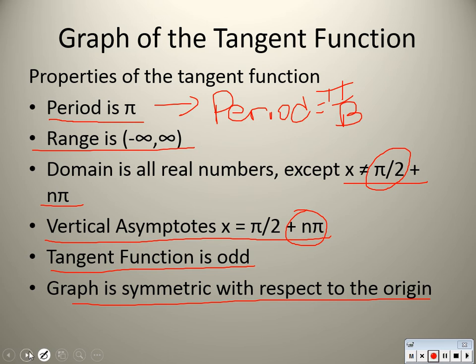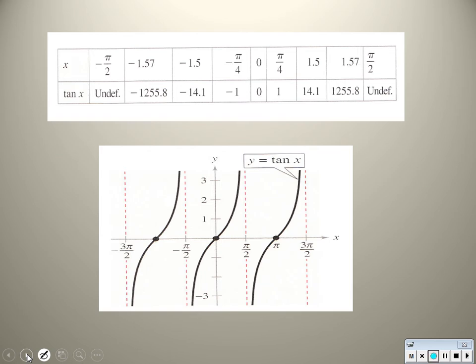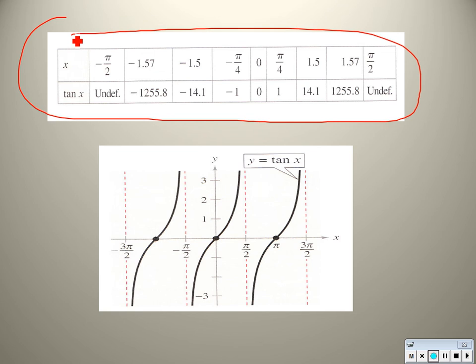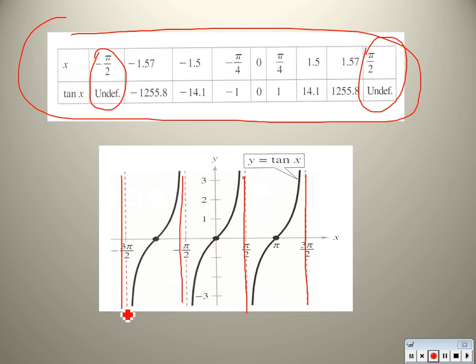As far as how the tangent graph looks, this is the original tangent graph before we do any stretching, shrinking, shifting, or flipping. Up top here you have a table of values, and just pay close attention to the values that are undefined. That's where the asymptotes occur on the graph. So at values of pi over 2, which is this asymptote here, and then any value where you would add or subtract pi, like 3 pi over 2, or negative pi over 2, or even negative 3 pi over 2, those would all be asymptotes on the graph.